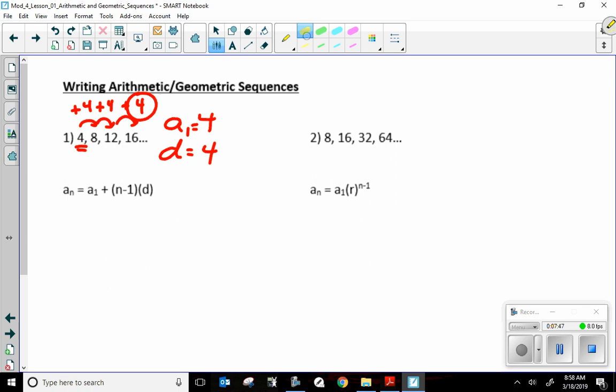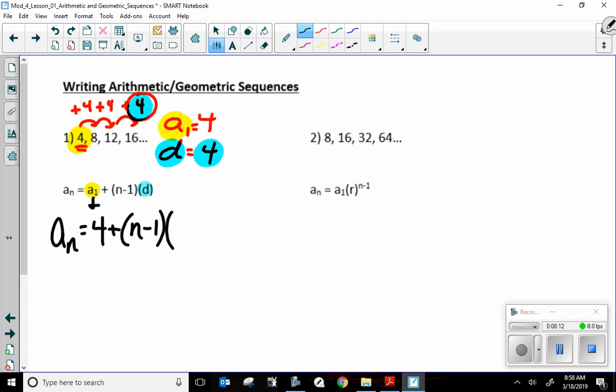And again, for visual people, first term, common difference. There you go. So this is what we're going to do. My common difference goes there. My first term goes here. And that's really the only two things I need. So when I write this, I say a sub n equals my first term, just 4, plus n minus 1 times my common difference, which is 4. That's it. That's done.